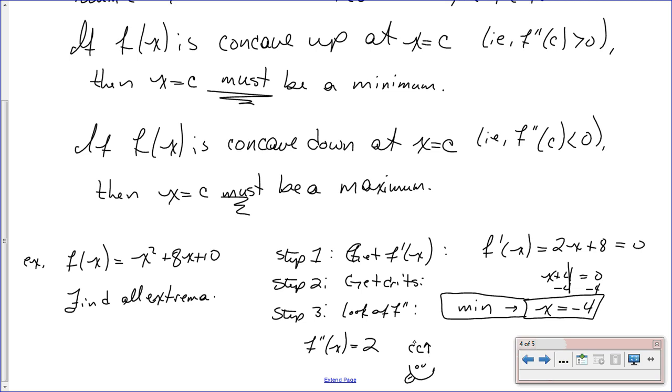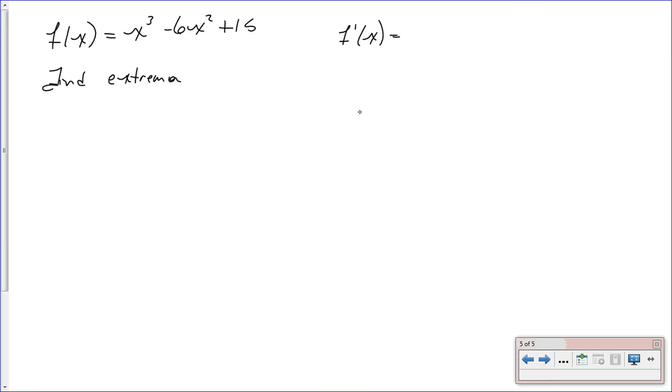Now let's look at the example. I actually want you all to do this as a you try. So here's our function. I want you to find the extrema and tell me if they are a maximum or a minimum. So pause the video, take a minute or so, and solve this out.